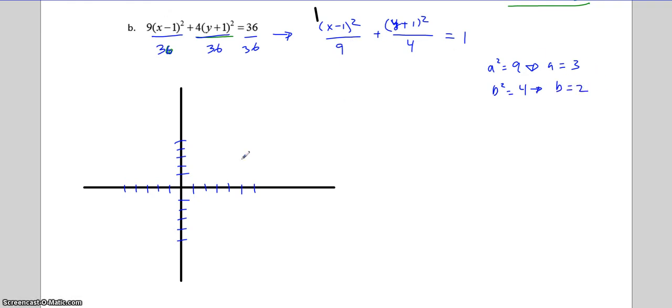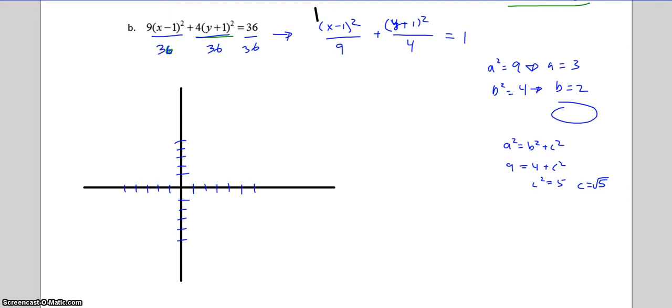We know that that's going to open up this way along the x-axis. And then we need to get c squared. This is where we use the other relationship. A squared minus b squared equals c squared. Remember, because the foci are inside the ellipse, we know a squared has to be the biggest. That's going to give us 9 equals 4 plus c squared. C squared equals 5. C is going to be root 5.